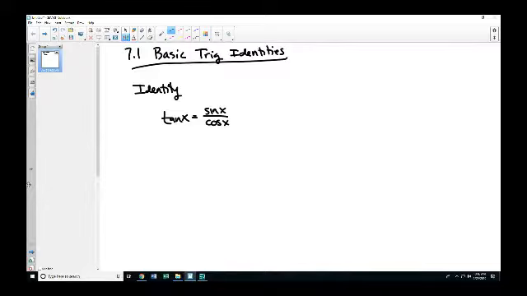Because it always works. It's basically a formula that always works. Okay, the Pythagorean theorem is an identity for right triangles because it always works. So an identity is a formula that always works.